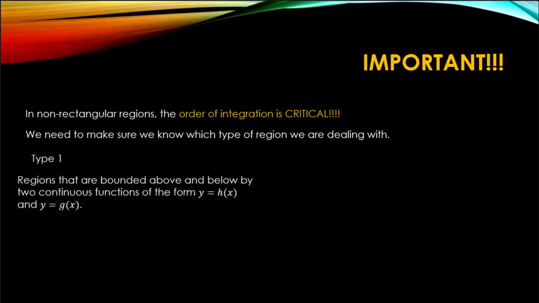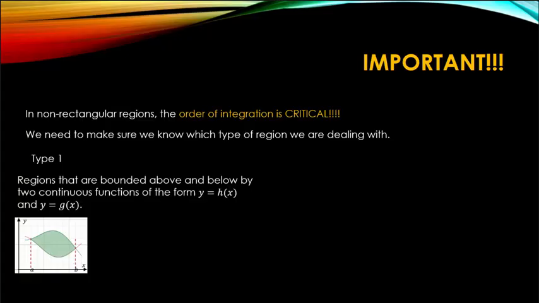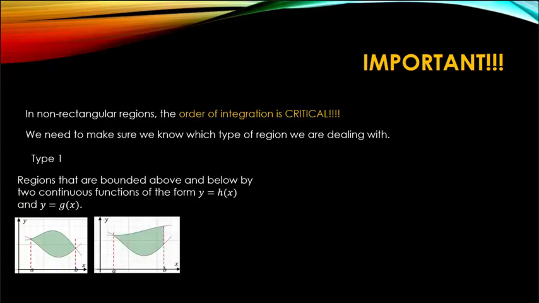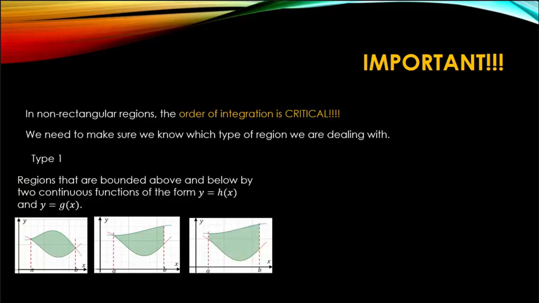The first type are regions that are bounded from above and below by two continuous functions of the form y is equal to h of x and y is equal to g of x. This may include a region in which my h of x and g of x intersect at the beginning and the end of the interval I'm interested in. Or it could be that the two functions intersect at only one end of my interval, or the two functions may not intersect at either end of the interval.